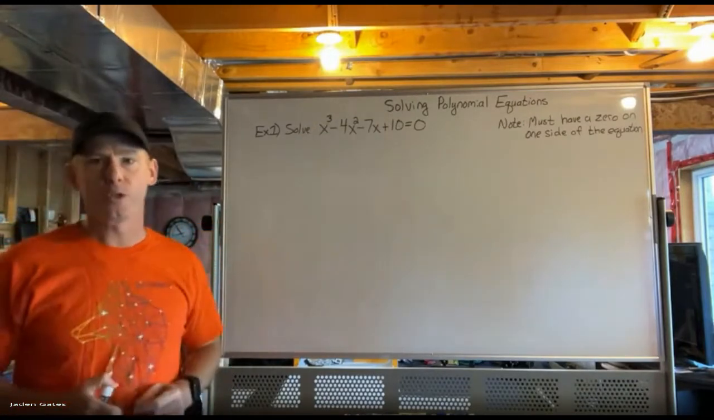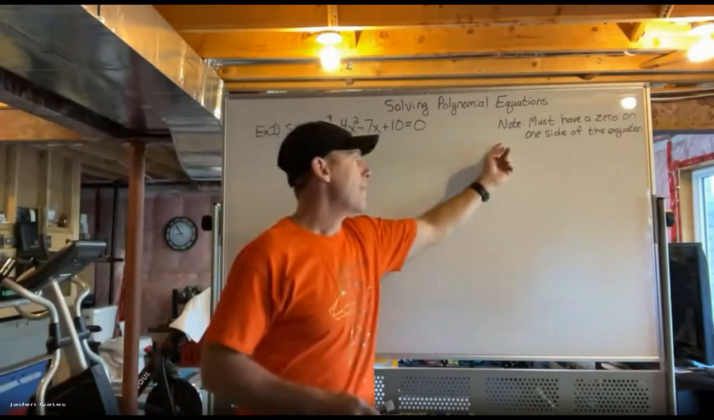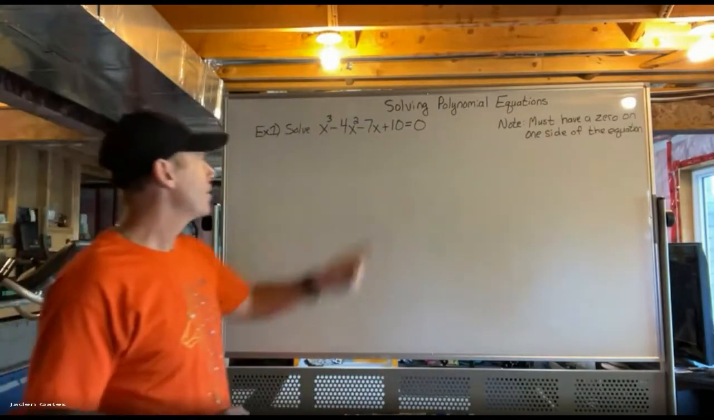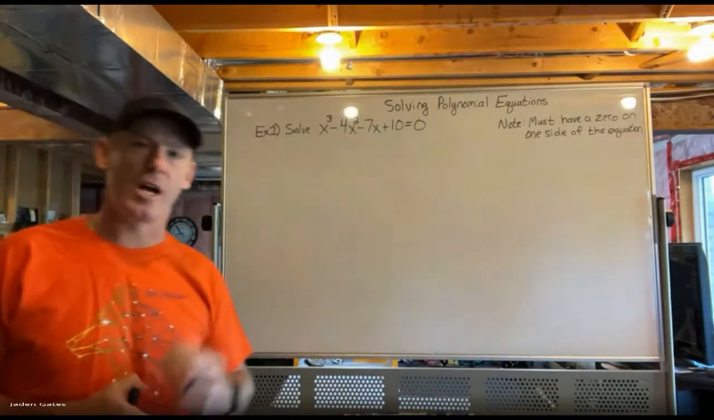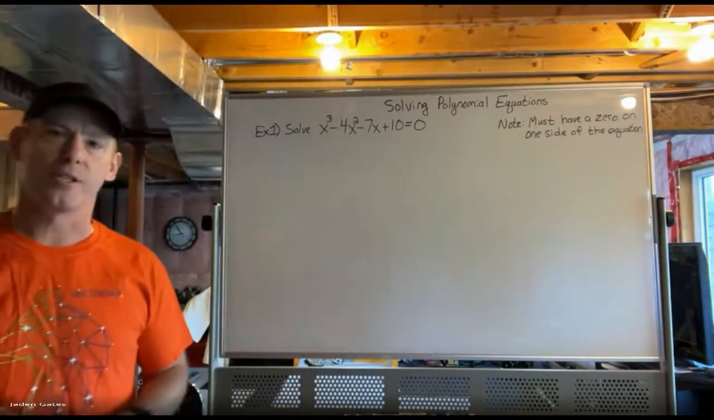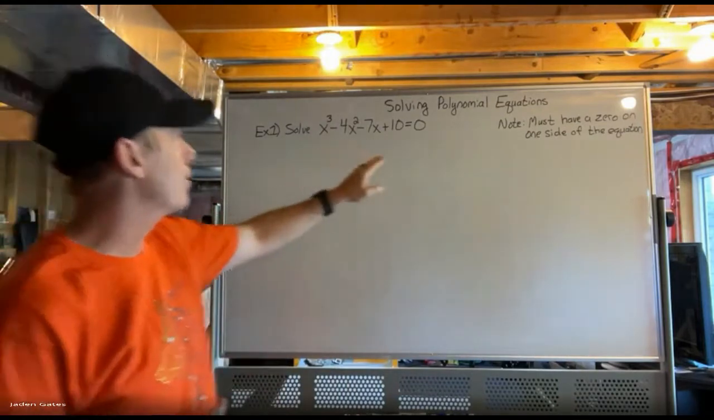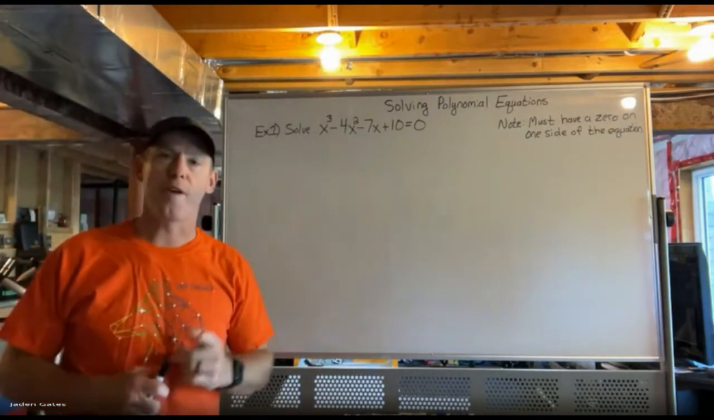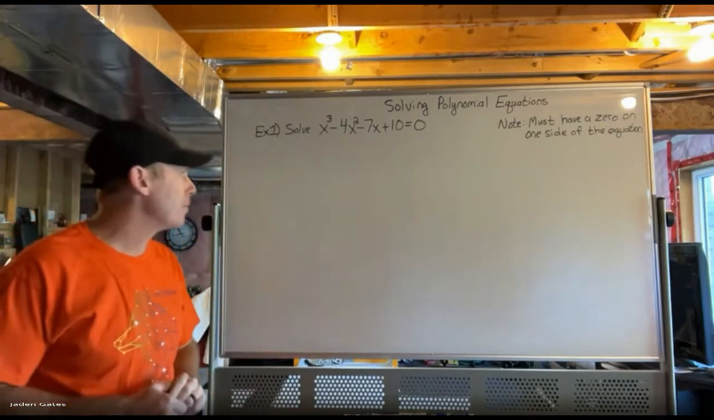Now, there's one other note of interest: when you're solving any polynomial equation, you must have a zero on one side of the equation. That's a must. Before you even start, got to have a zero over here. All right. And that is something that I go through in grade 11 and in grade 10, it's all about what's called the zero product property, but we're not going to get into that. The bottom line is, you have to have a zero on one side of the equation.